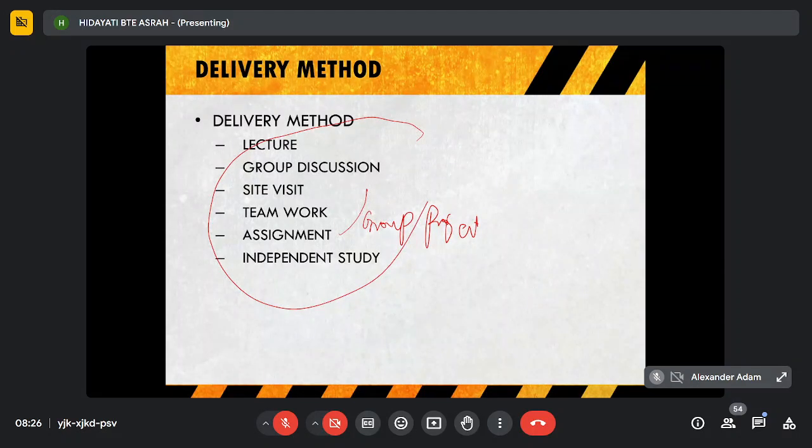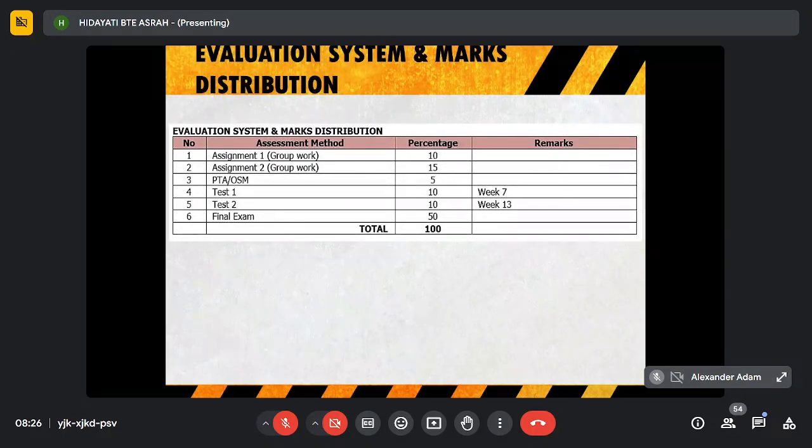This one is most important: the evaluation system and marks distribution. The assessment of the course will be based on this table. The group project, assignment 1 and assignment 2, will be done in group. The first assignment, or group project 1, will be allocated 10%, and then assignment 2, group project 2, is 15%. So the total for assignment is 25%.